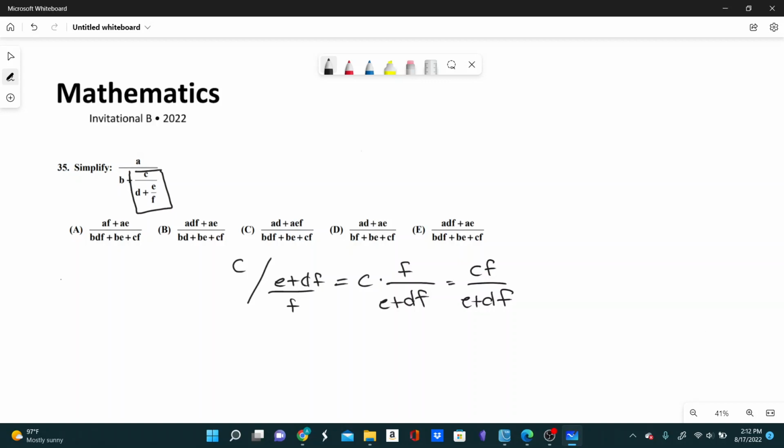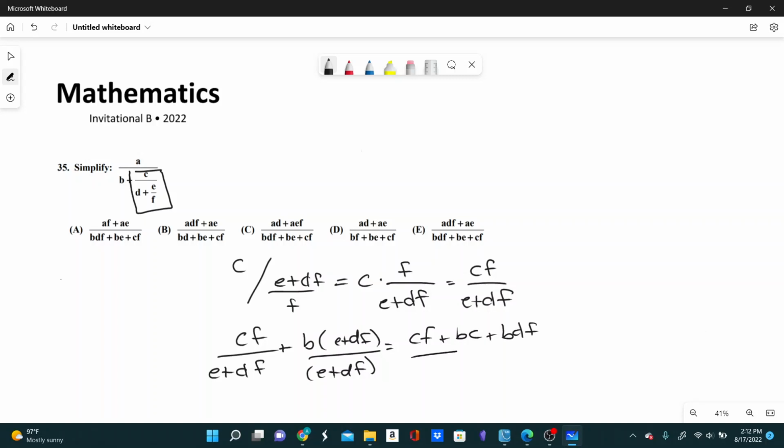And now we have to add the B. So we add B, then we're going to have to multiply and divide by E plus DF so that we can add these as fractions. So in the numerator, we have CF plus this B times E plus DF. So if we distribute this, B times E, that's just BE, and then B times DF, that's BDF. And then the denominator is still just E plus DF. And so now we have the entire denominator. We have this entire thing.